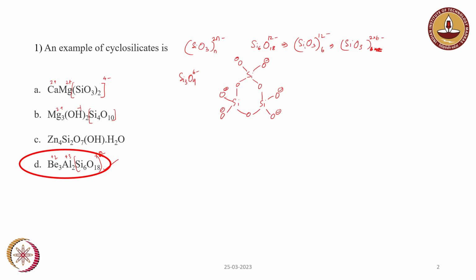And other silicates are orthosilicate, which has the formula SiO4 4 minus, and an example is Mg or Fe twice SiO4. Another one is pyrosilicate, which has the form Si2O7 6 minus.